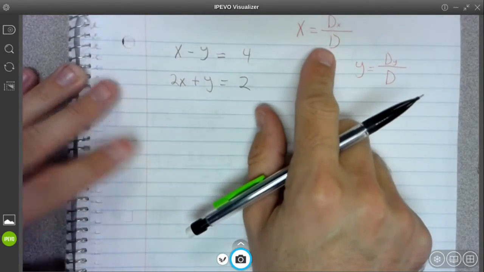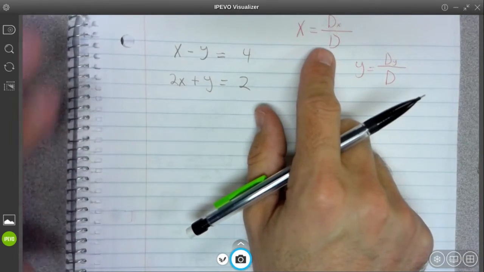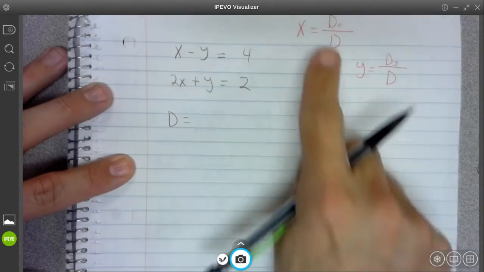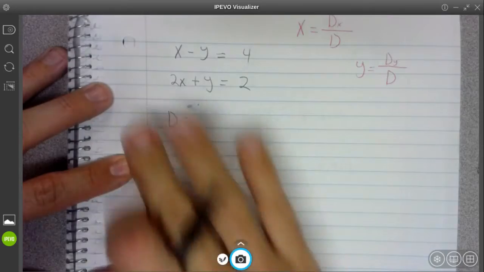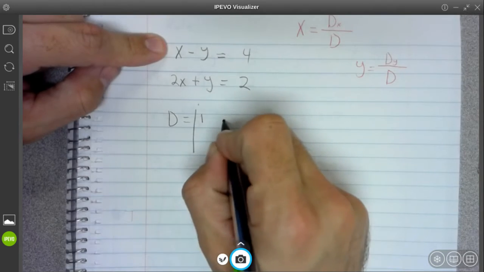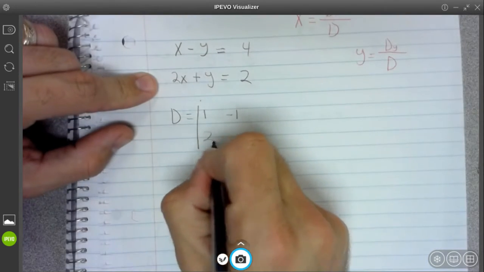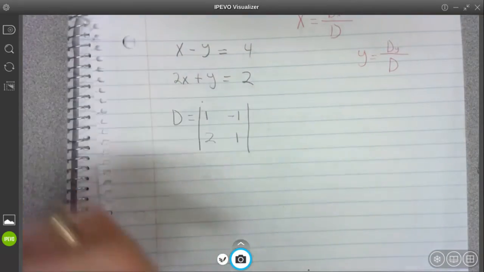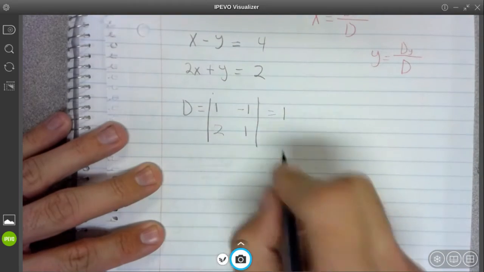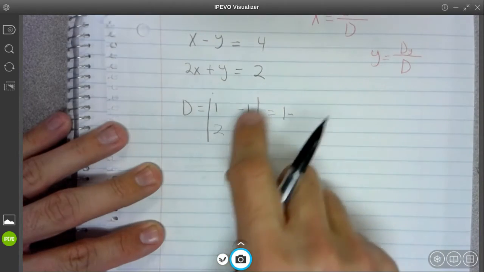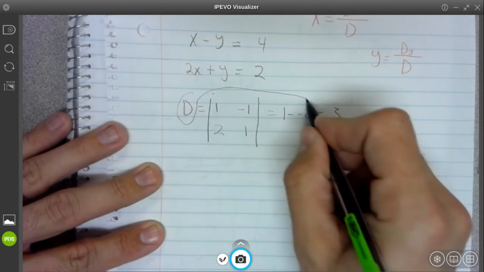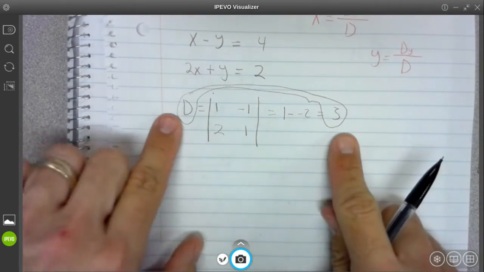So we're going to have to find the determinant of 3 separate matrices. Let's do regular D first. All right, that one. So regular D, our matrix is 1, negative 1, 2, and 1. The determinant here, 1 times 1 is 1, minus negative 2. So we get 3 for D. There it is. Okay, D is equal to 3.